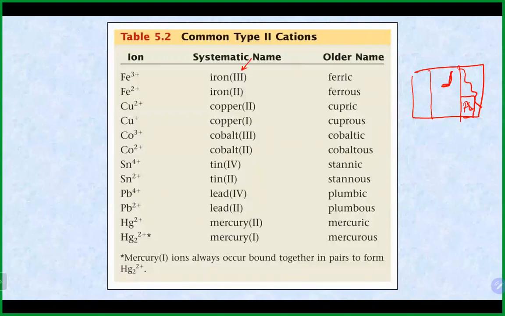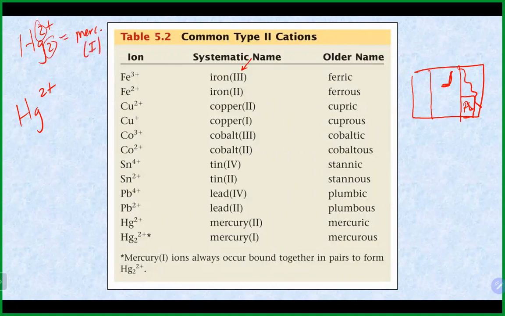One interesting one is mercury. Mercury is Hg 2 plus and Hg2 2 plus. Actually, the one that has the most twos is mercury 1, while the one that has just the one 2 is actually mercury 2. That's because mercury 1 is actually a dimer of two mercury 1s together, which is why there's a 2 on the bottom. It ends up being a +2 charge, even though it's really mercury 1.